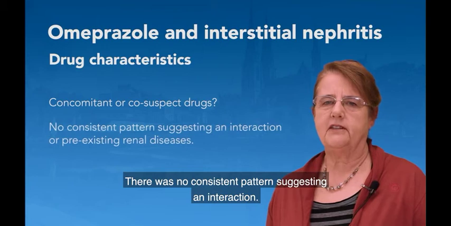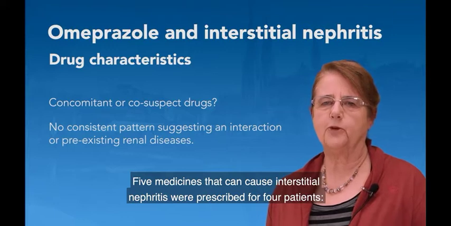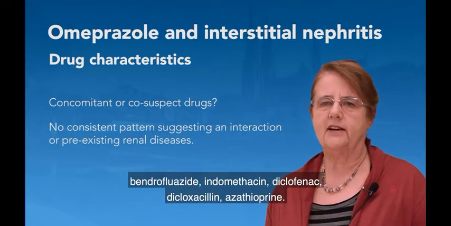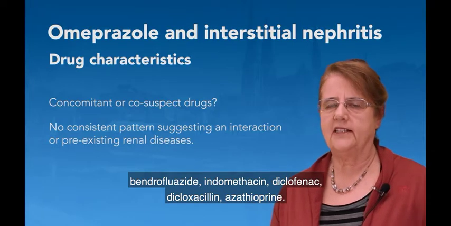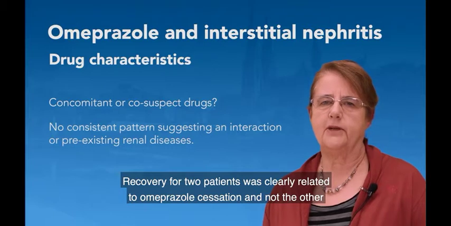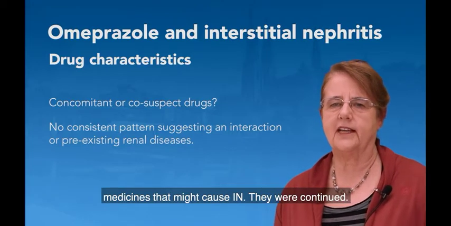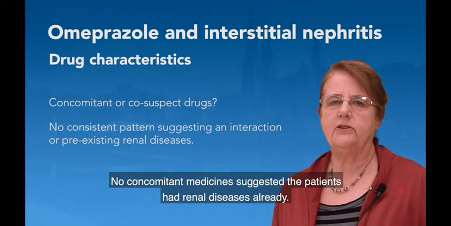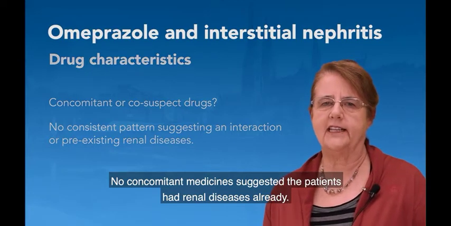What about concomitant or co-suspect drugs? There was no consistent pattern suggesting an interaction. 5 medicines that can cause interstitial nephritis were prescribed for 4 patients: bendrofluazide, indomethacin, diclofenac, dicloxacillin, azathioprine. Recovery for 2 patients was clearly related to omeprazole cessation and not the other medicines that might cause interstitial nephritis. They were continued. No concomitant medicines suggested the patients had renal diseases already.